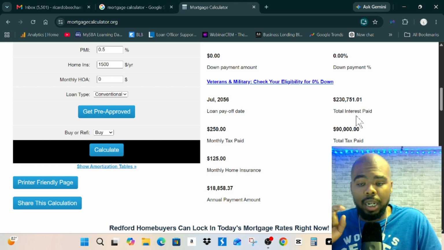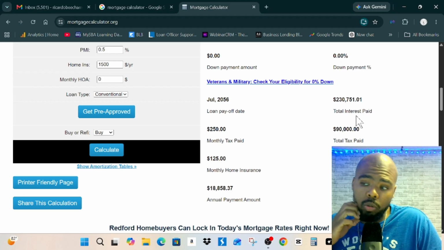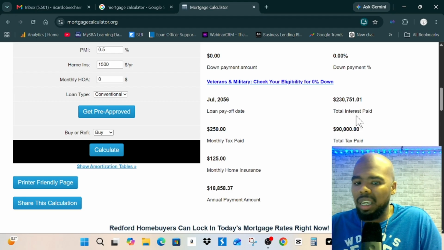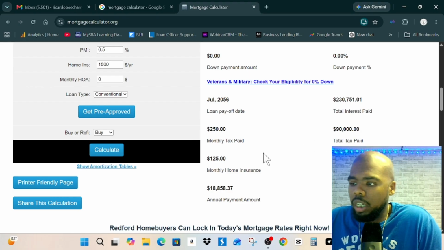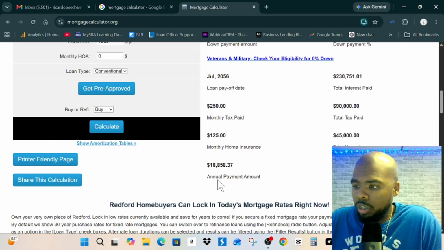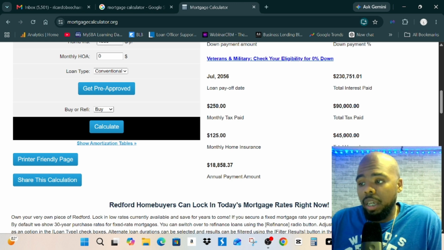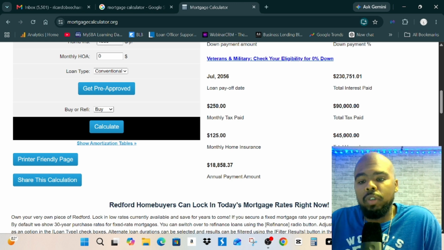That's the huge component that a lot of people don't let you in on when they're trying to give you all the bad news of, oh, you paid double for the house. It's like, yeah, but you weren't going to have $200,000 over that 2-year period of time anyway, so you had to do what you had to do. As you can see, the monthly tax payment was $250. You've got the monthly home insurance payment, the annual payment amount. Then you also have the total of the 360 payments over the entirety of the loan. So yes, you are paying a nice little bit, right? But it's over 30 years.